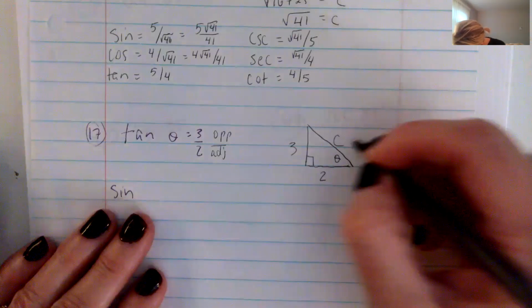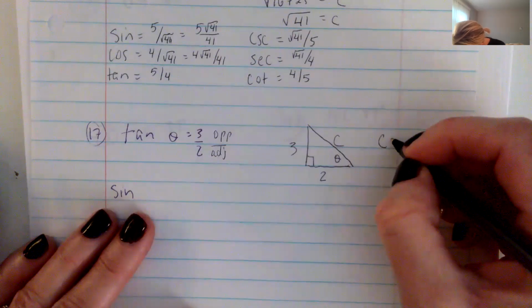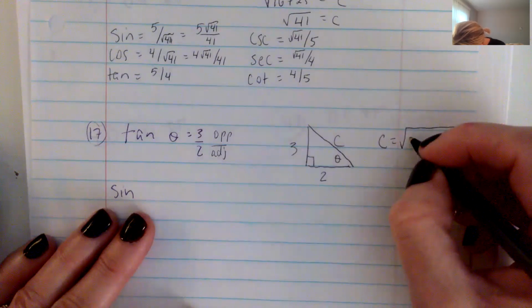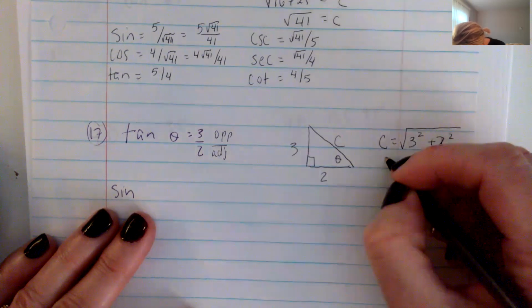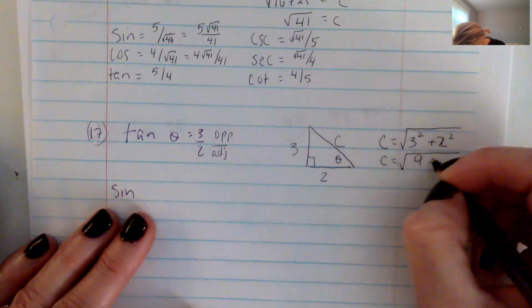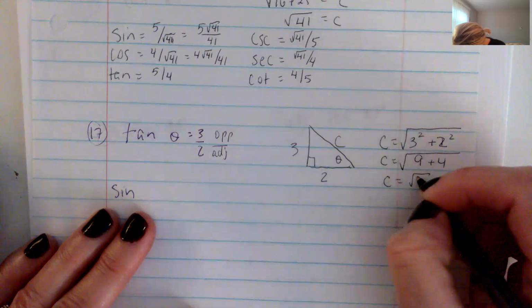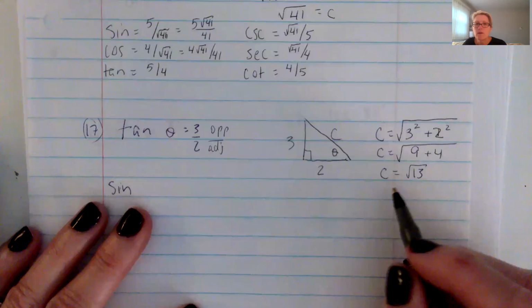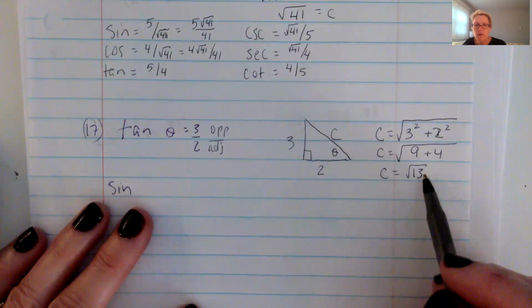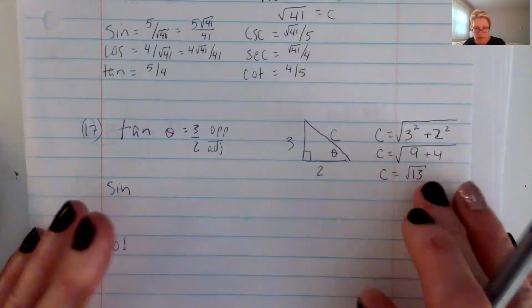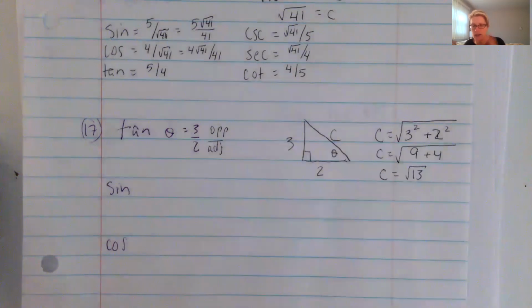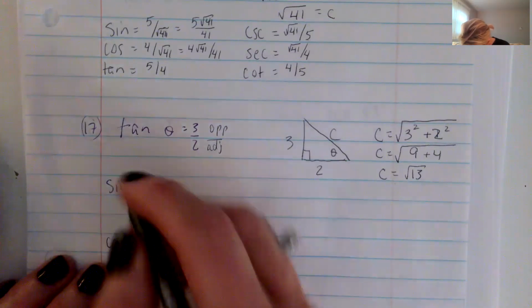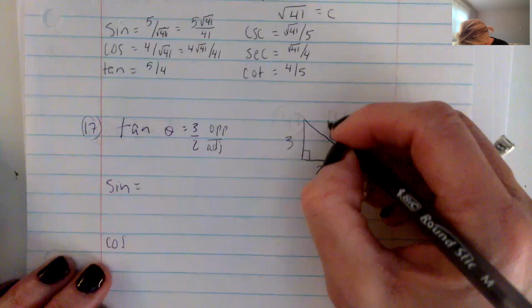And then we don't know C. So remember we said C is equal to the square root of A squared plus B squared. So C is the square root of 13. And remember I said, don't worry if it's not an integer square root, then just leave it as the square root, because it'll be irrational and that's not going to give us exact values. So this is the square root of 13.